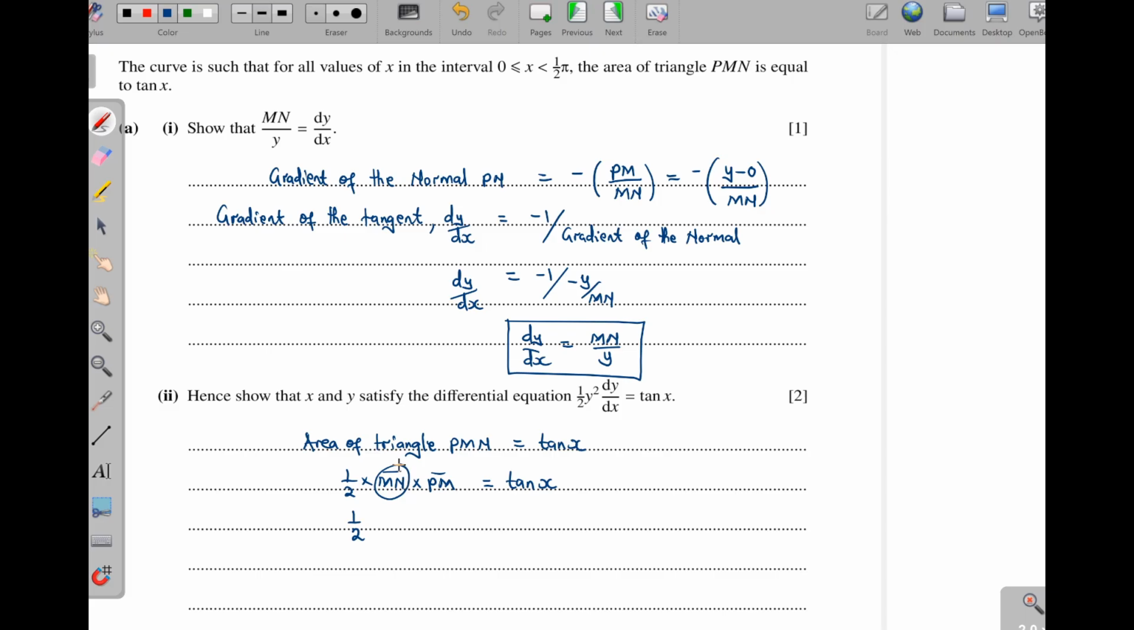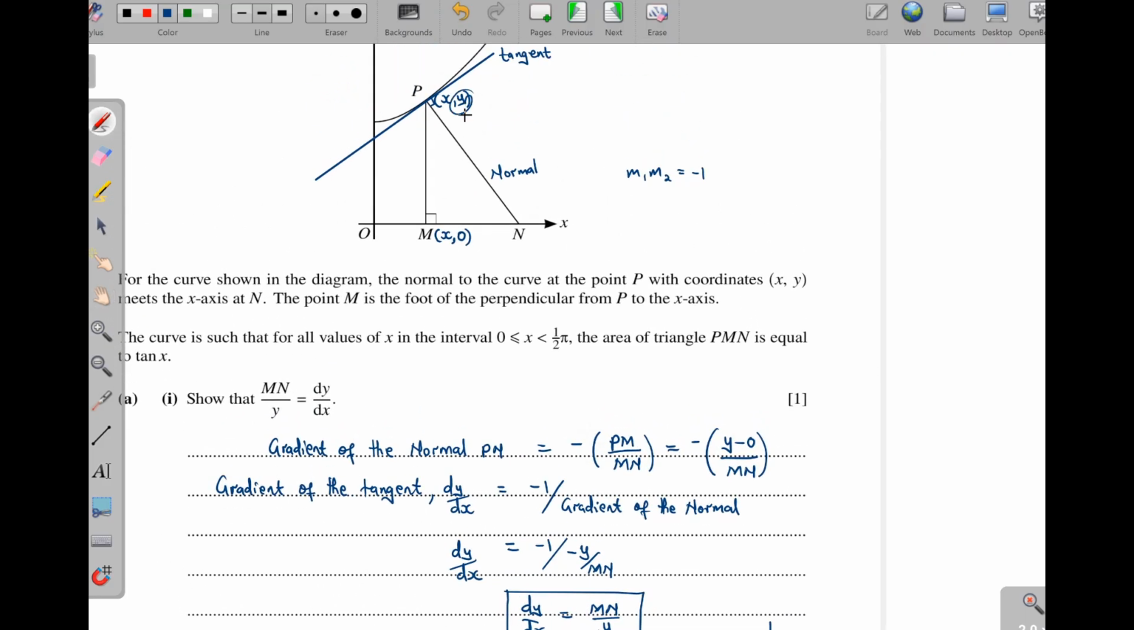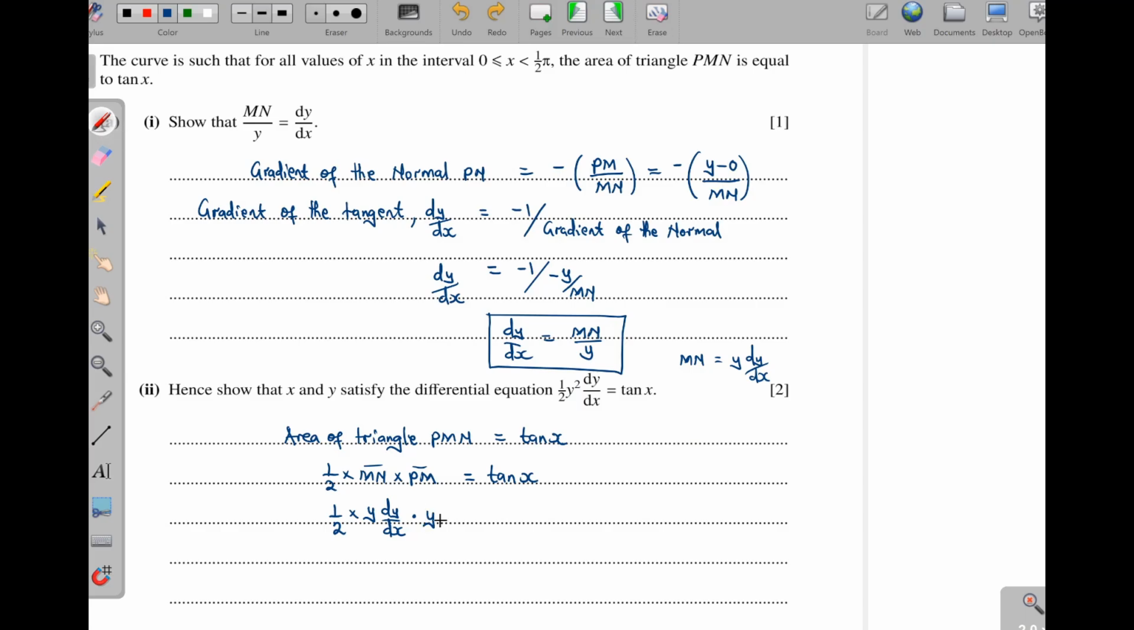Our mn right from here is going to be dy dx times y, not so? Mn is going to be equal to y times dy dx. So I will say this will be y times dy dx, then times what is pm. If you check here, pm is going to be this y minus the 0. So in other words, this length here is y. So I will multiply by the y here. Then this one will be equal to the tan of x.